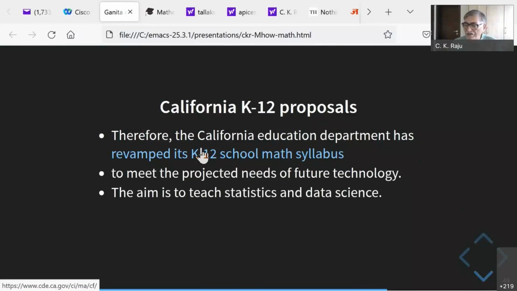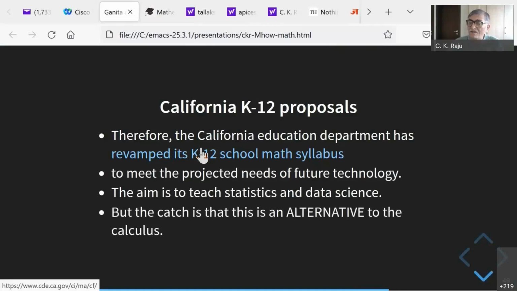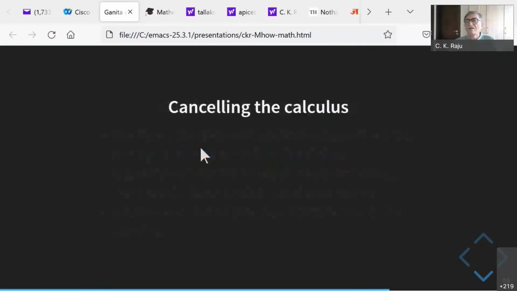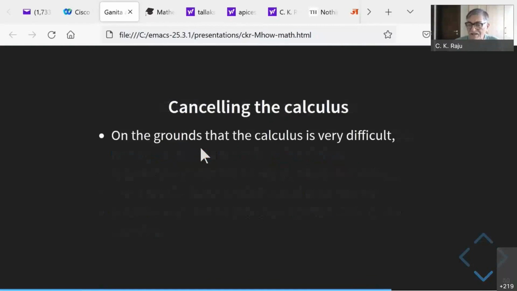And what is the change that has been made? You teach statistics and data science. And what is the catch? The catch is that this is an alternative to the calculus. All right? It's an alternative to the calculus. Because the calculus is very difficult and people drop it, they said this is the way to have equity. All right? So it has been called canceling the calculus because the calculus is difficult.